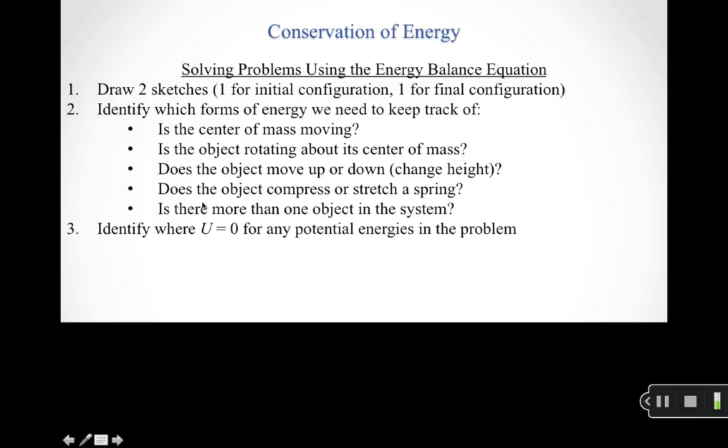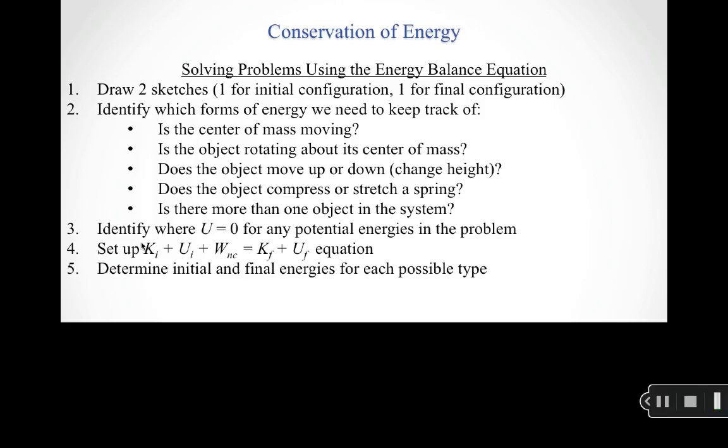Once I've figured out which potential energies I need to keep track of, then I need to identify where the potential energy equals zero. So again, we'll get used to picking where the potential energy equals zero for gravitational potential energy. And then we'll always use equilibrium to be where the elastic potential energy equals zero. But we need to identify what those points are on top of our sketches. Then we'll set up our energy balance equation.